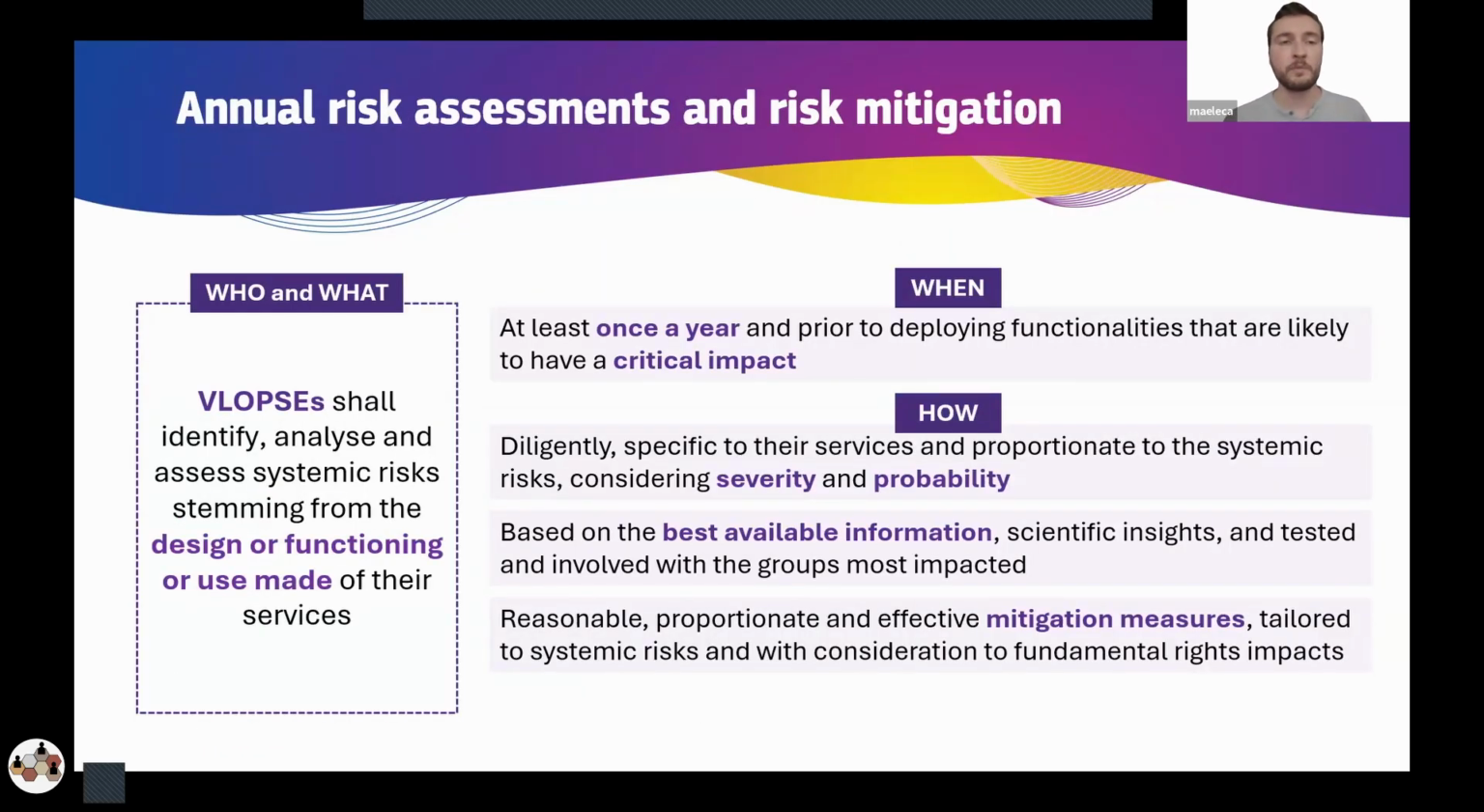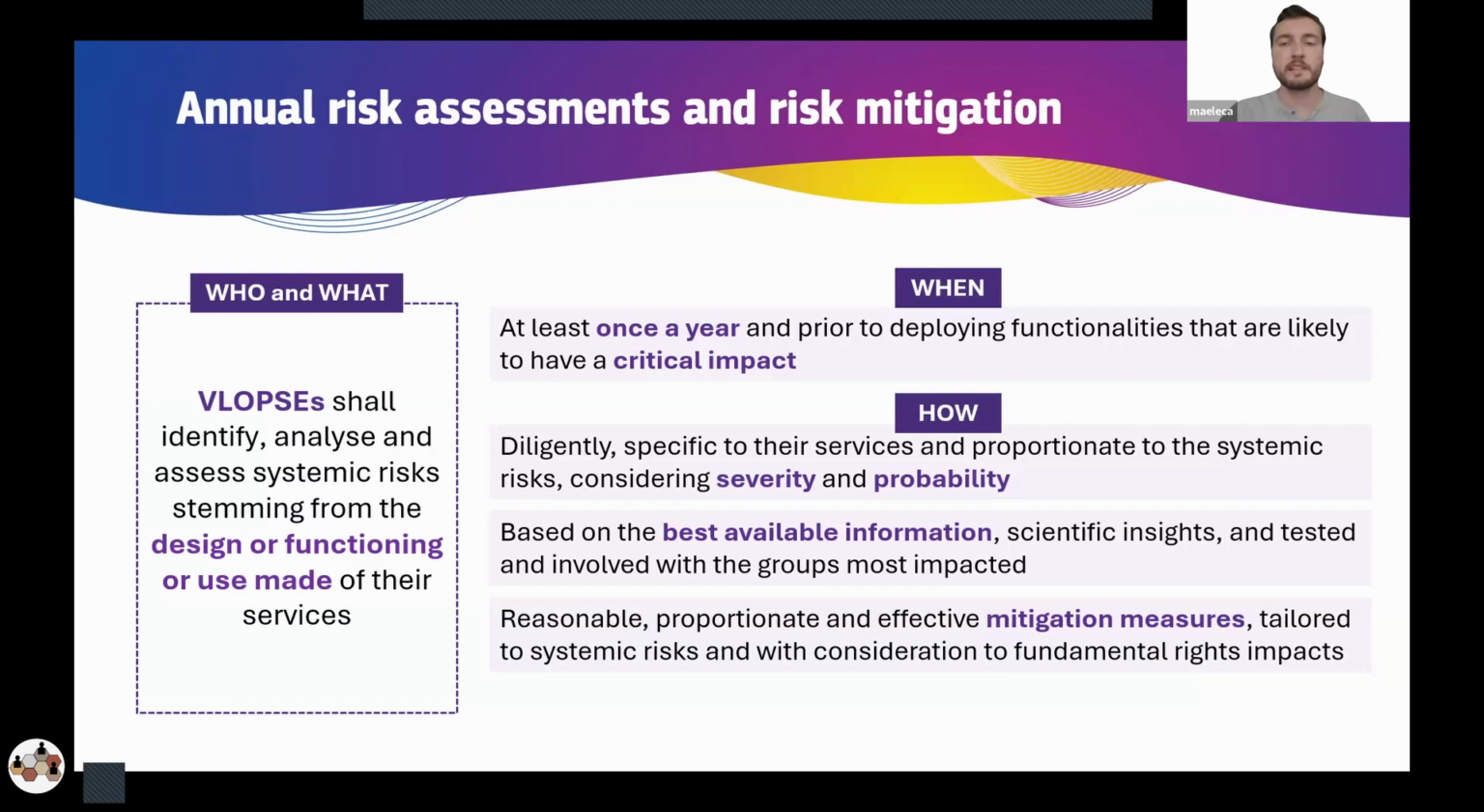What we really now need to focus on a little bit is what the VLOPs and the VLOSEs have to do under the DSA. And the, shall I say, marquee obligation here is that they have to perform annual risk assessments and also risk mitigation. Basically, they need to identify, analyze, and assess systemic risks that stem from the design or the functioning or the use made of their services. This can be many, many different things, and I'll walk you through it a little bit.